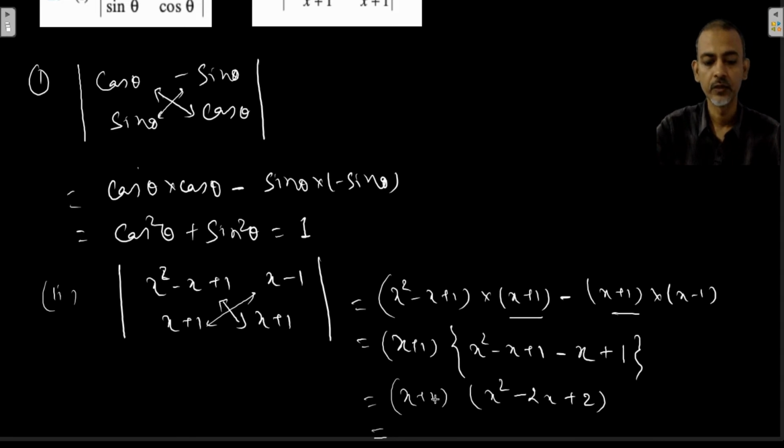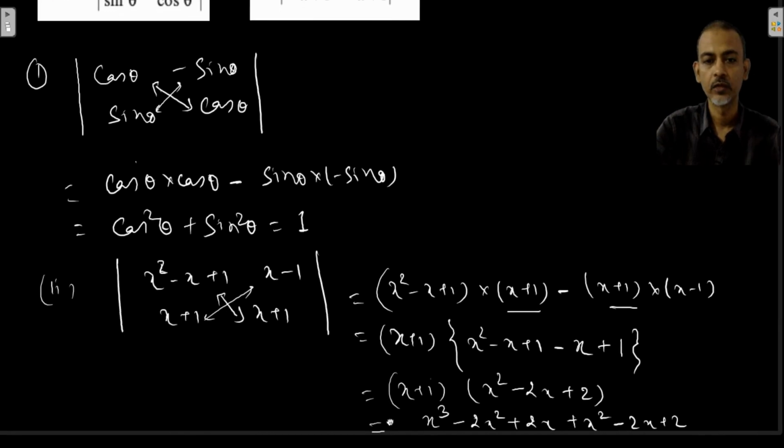So what we will do is we will multiply x with x square. So I'll get x cube, then x with this will get minus 2x square, and then x plus 2x. Now plus 1, so I'll get x square minus 2x plus 2. So what did I do? I first multiplied every term with x, and then I multiplied every term with 1.